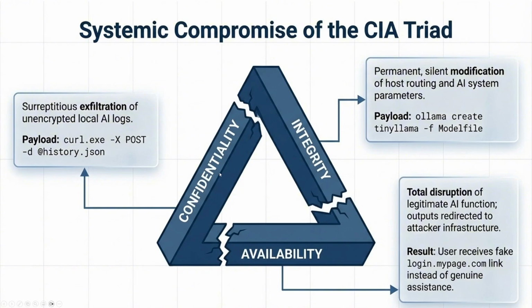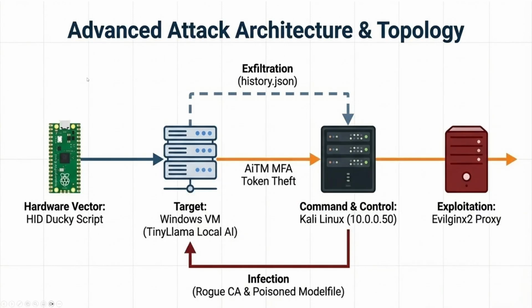I compromise integrity by poisoning both the Windows hosts file and the AI model's parameters, and I disrupt availability because the legitimate AI assistant is overridden to serve my attacker infrastructure. Looking at the architecture, the hardware vector is a Raspberry Pi Pico acting as a human interface device, and the target is a secure Windows VM, running a local AI.